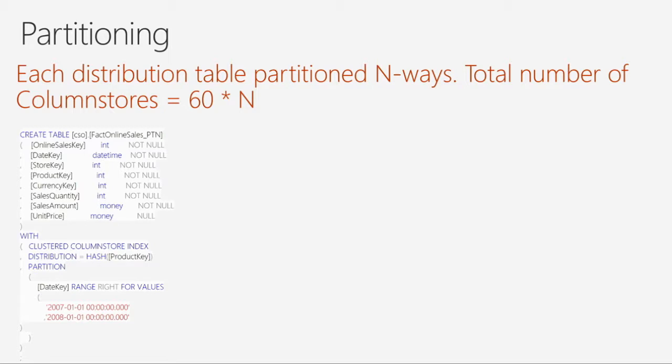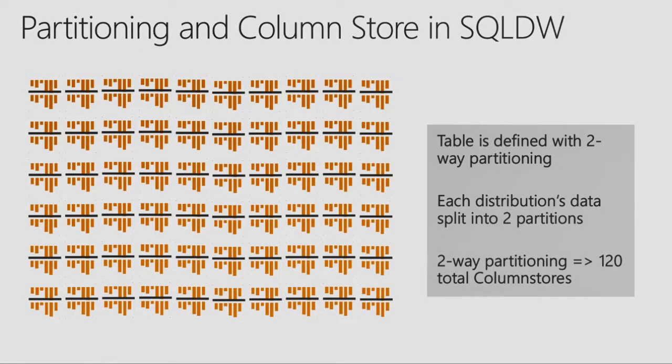So if you have an example where your fact table is partitioned 2 ways, essentially this is what it's going to do to your column store structure. So the 2 row groups in each distribution are now part of separate column stores, assuming the data was uniformly distributed, giving you a total of 120 column stores, all right?